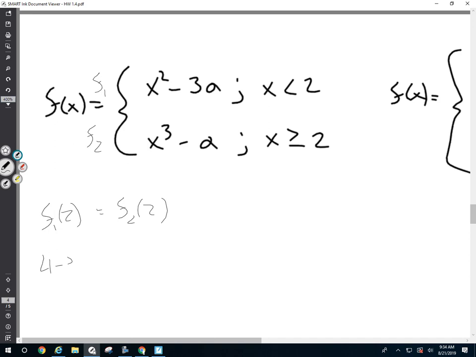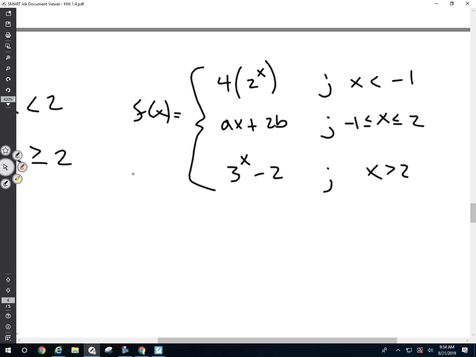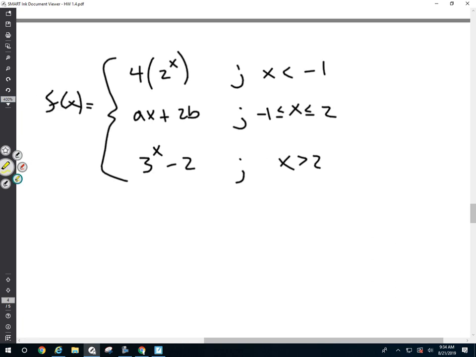I get 4 minus 3a equals 8 minus a. Add an a, negative 2a, subtract 4, I get 4, a is equal to negative 2. Another one, just making sure we are used to different forms of variables and plugging in there.